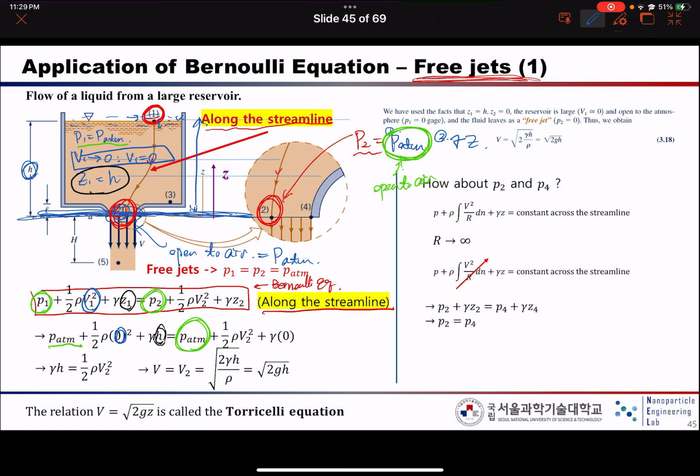How about velocity? We don't know that, so let's just keep it as V2. How about Z2? Because we made the reference line at point 2, Z2 should be 0. Okay.